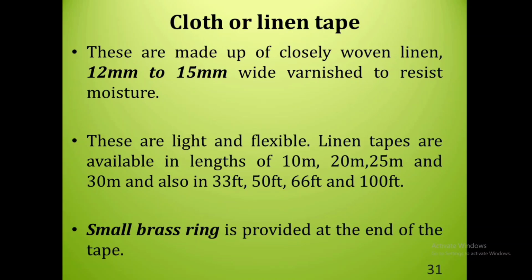The first one is cloth or linen tape. Linen is a type of fiber and it is not that strong. These are made of closely woven linen having a width of 12 mm to 15 mm, and it is made to resist moisture. They are normally light and flexible and are available in lengths of 10, 20, 25 and 30 meters, and also in feet: 33, 50, 66 and 100 feet. Normally a small brass ring is provided at the end of the tape.